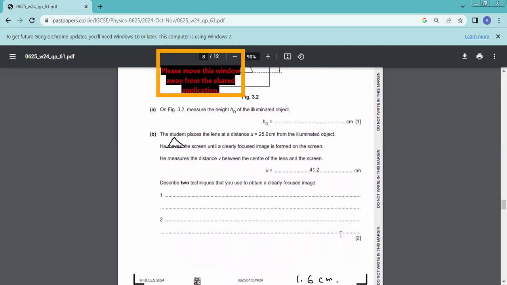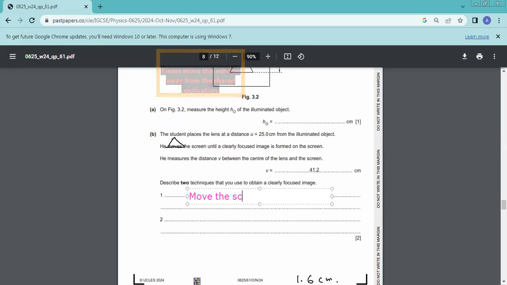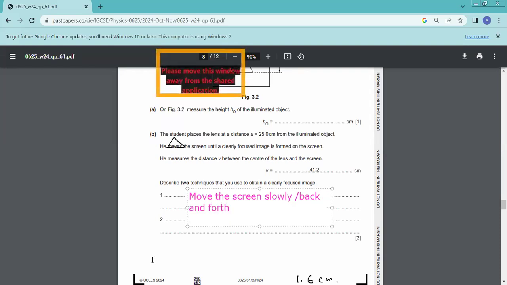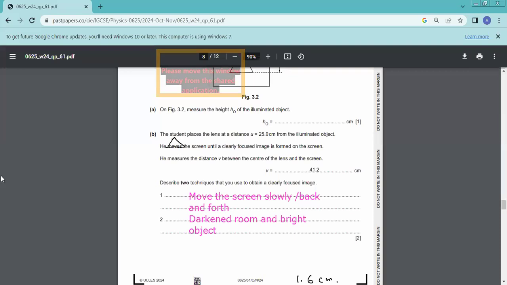Now there are two techniques. The first is to move the screen slowly back and forth, and the next is a darkened room. There should be a darkened room and a bright object. These are the techniques we can use to get a clear, focused image.